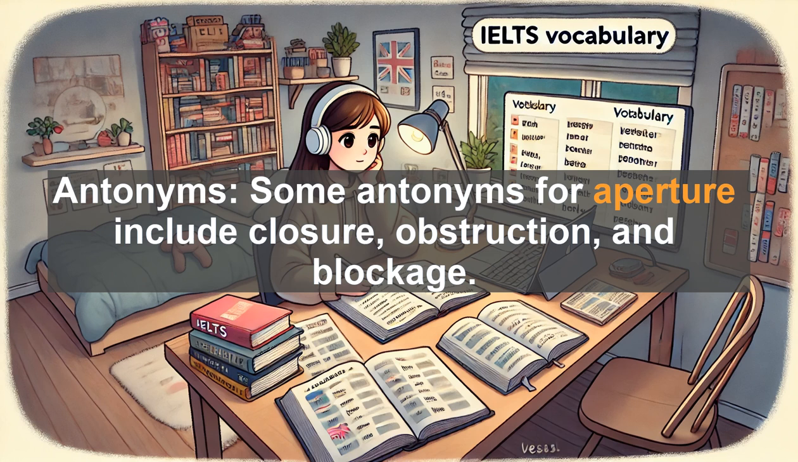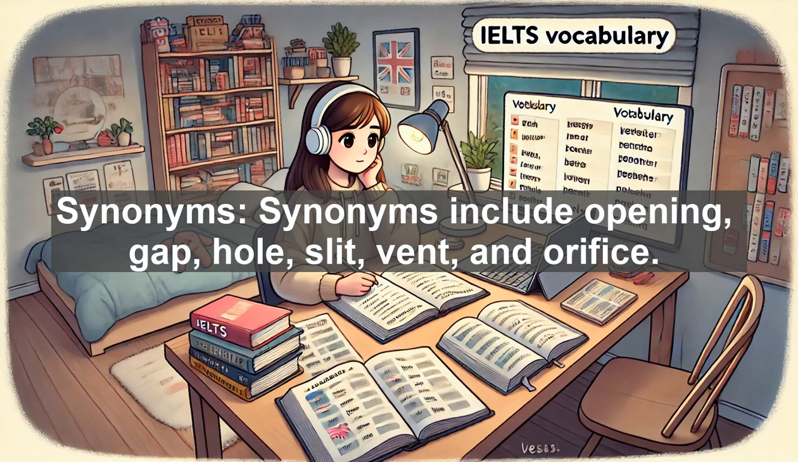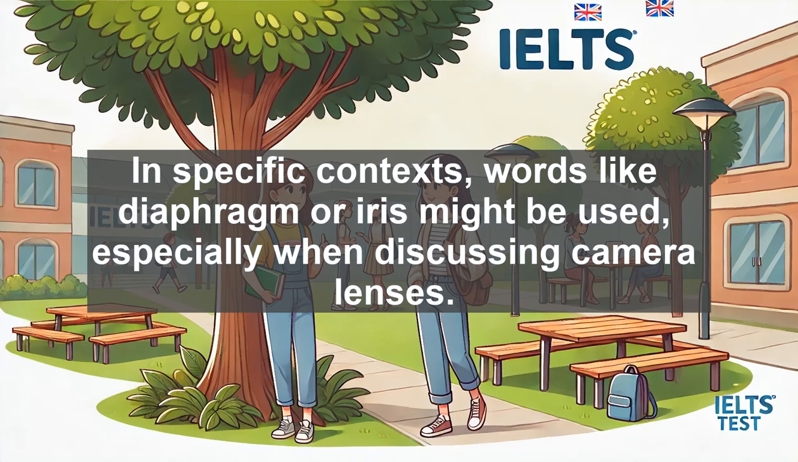Antonyms: some antonyms for aperture include closure, obstruction, and blockage. Synonyms: synonyms include opening, gap, hole, slit, vent, and orifice. In specific contexts, words like diaphragm or iris might be used, especially when discussing camera lenses.